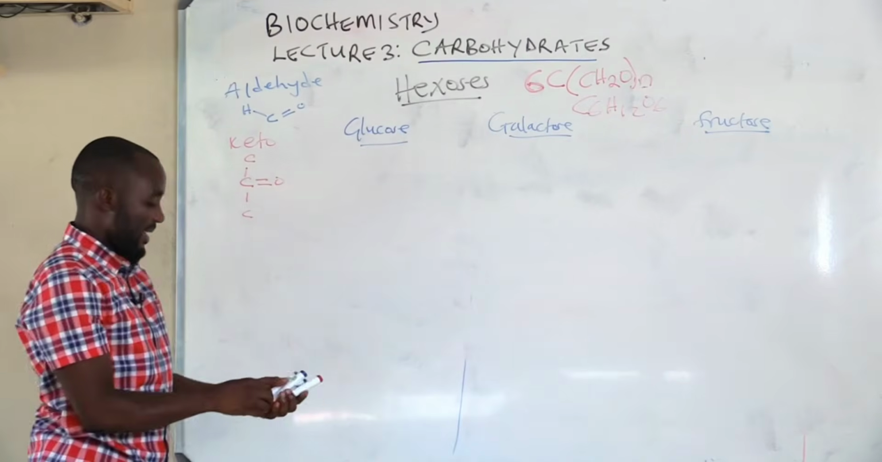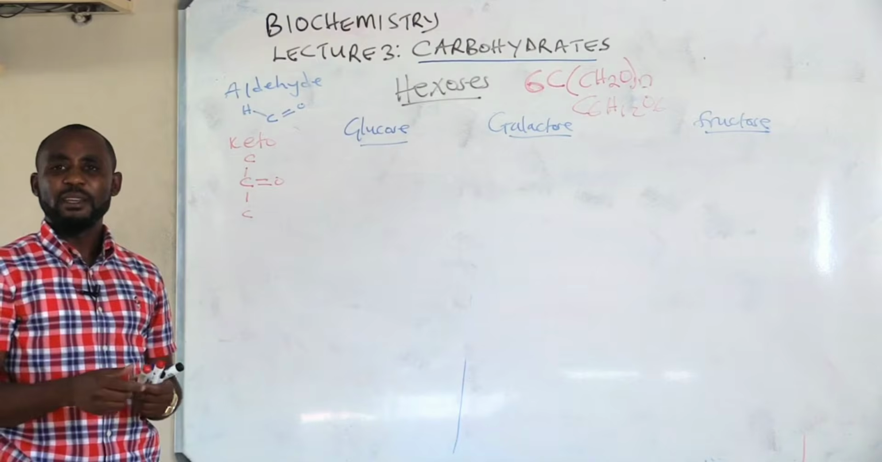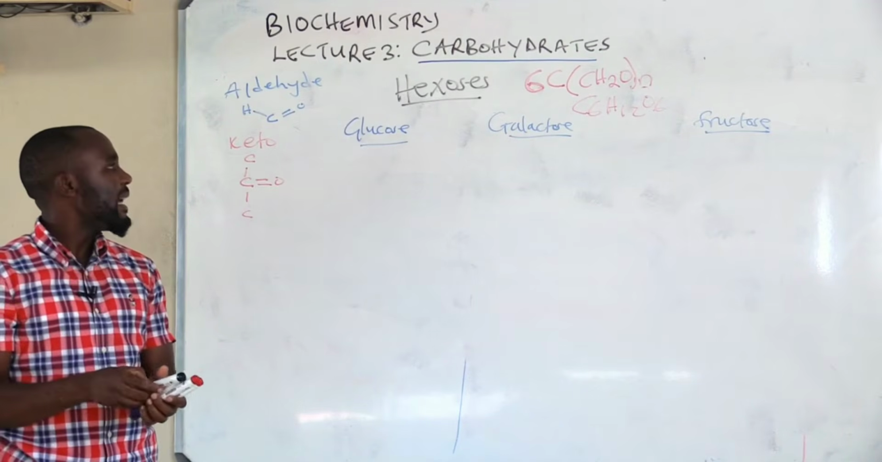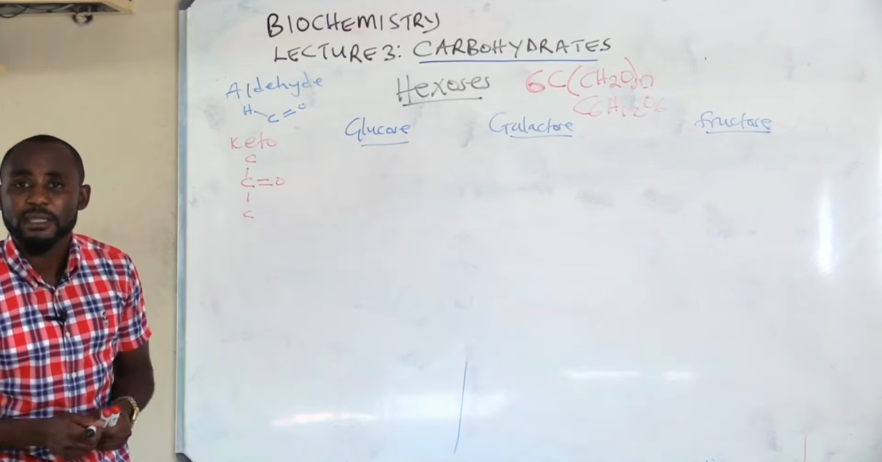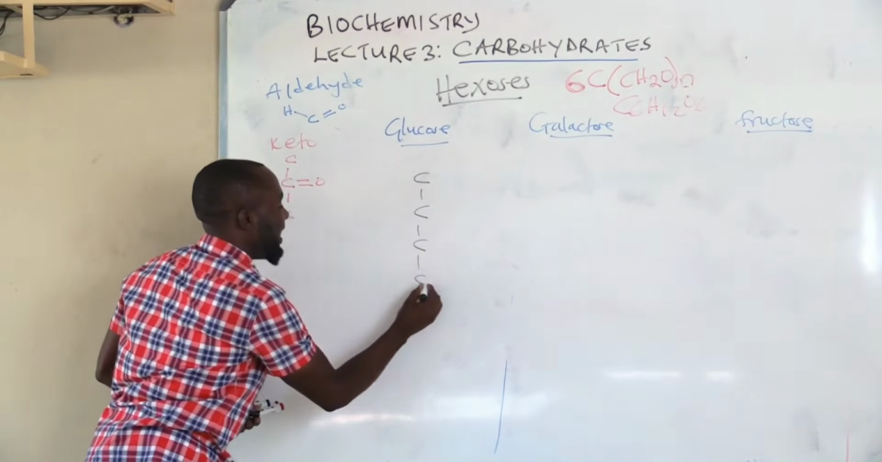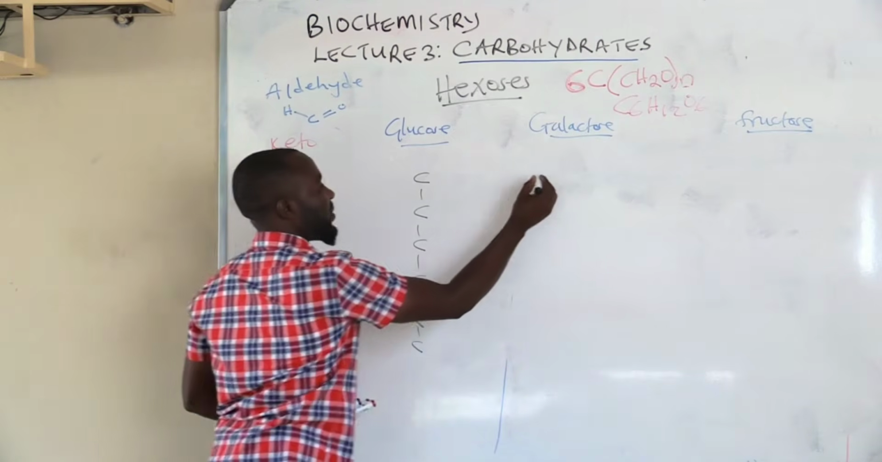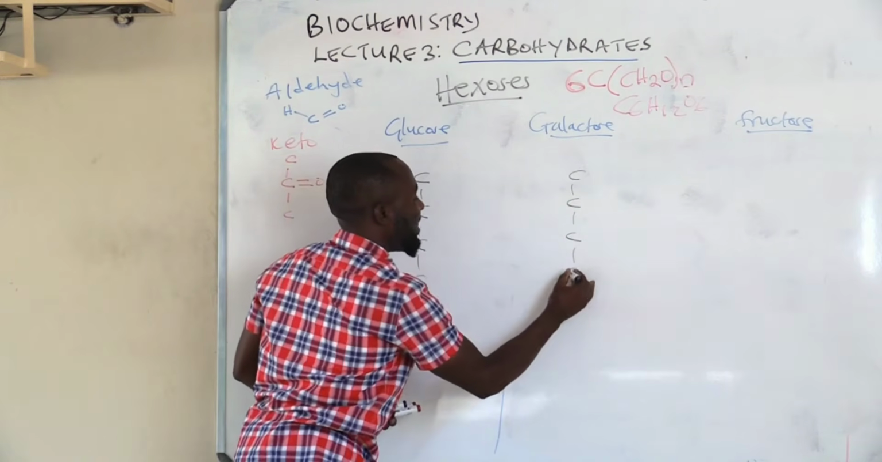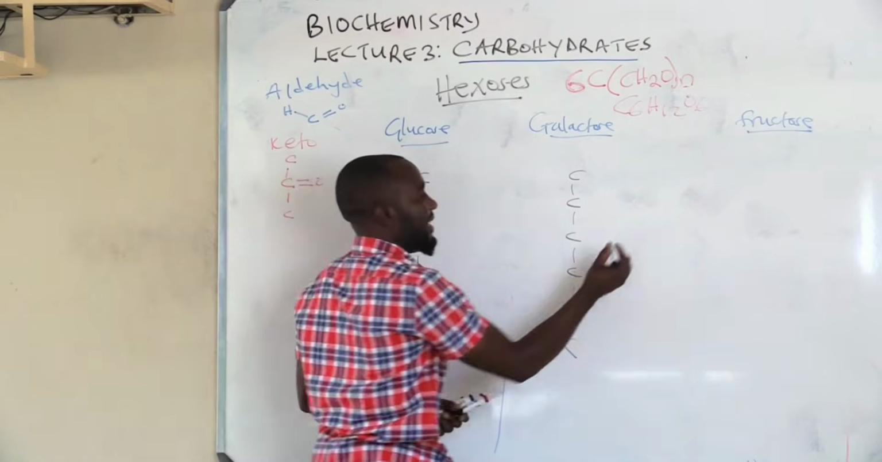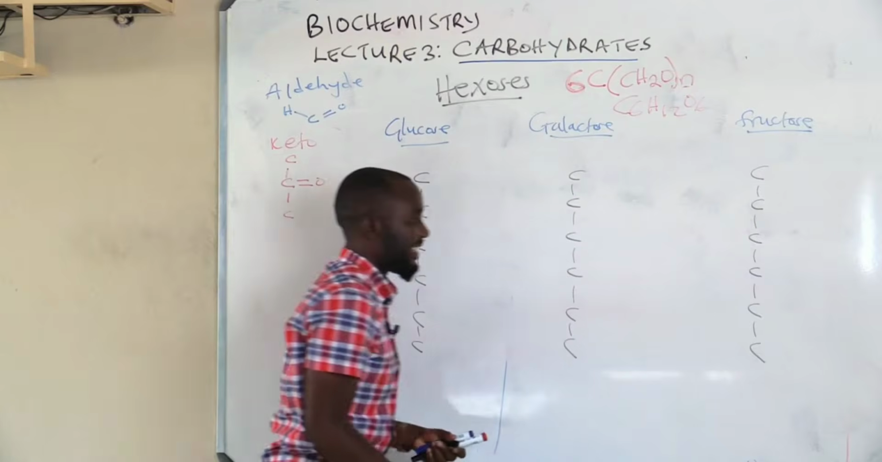C6H12O6. If you are asked to draw the straight chain of the 3 sugars, you should remember that because they are C6H12O6, their straight chain is similar across. They have 6 carbon atoms: 1, 2, 3, 4, 5, 6. And this one, it's the same, 1, 2, 3, 4, 5, 6. This one is the same, 1, 2, 3, 4, 5, 6.